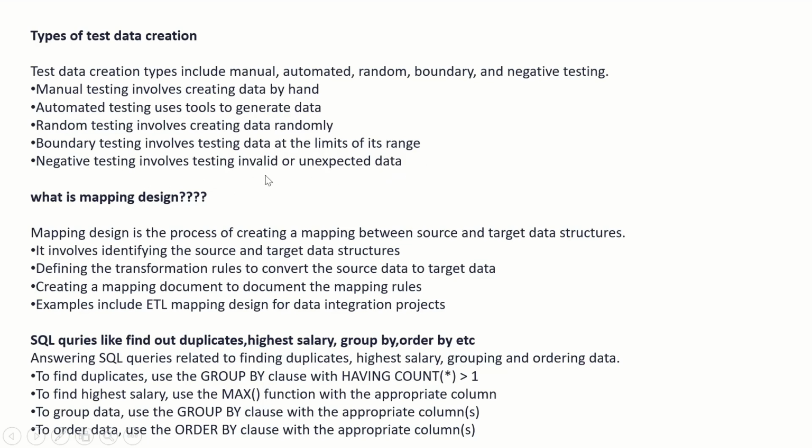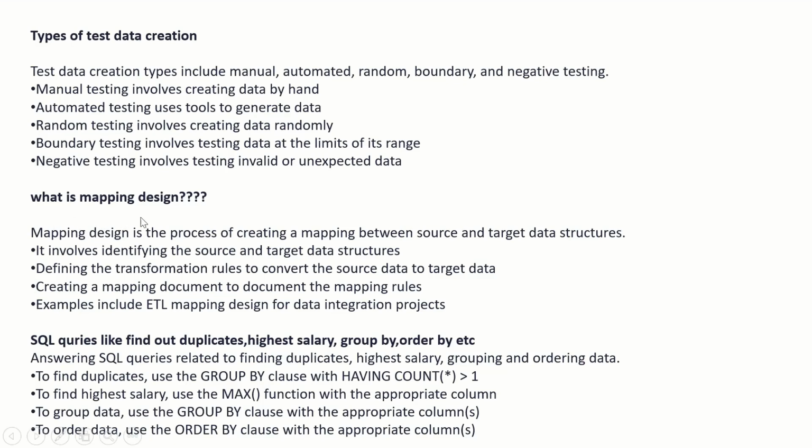So negative testing is also very important here, because what the client is expecting must be executed after testing. So we also have to do some negative testing to confirm whether what we tested is correct or not, proper or not.